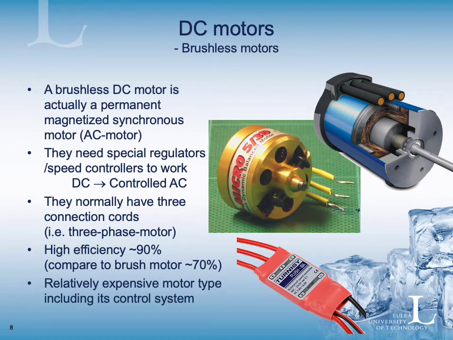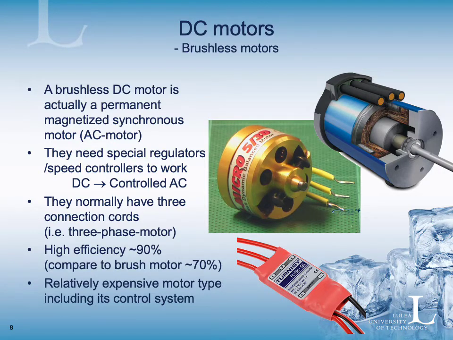If you then go into brushless motors, I said in the beginning that the DC brushless motor isn't actually a DC motor. Actually, it is a magnetized synchronous motor with permanent magnets. So it is an AC motor, and therefore you need a special regulator or speed controller to work. That speed controller, like this radio control electric speed controller, takes DC from the battery and makes it into a controlled AC suitable for this motor.